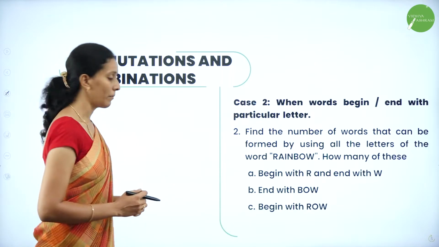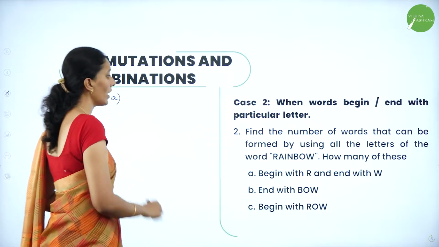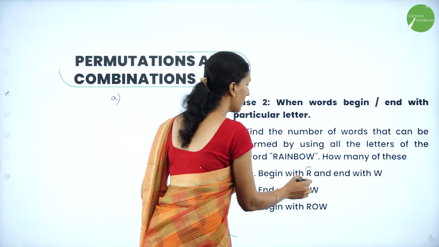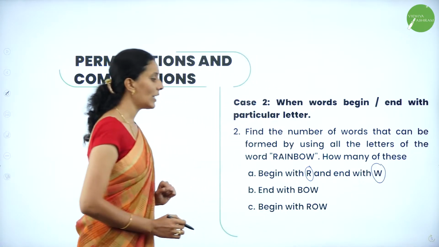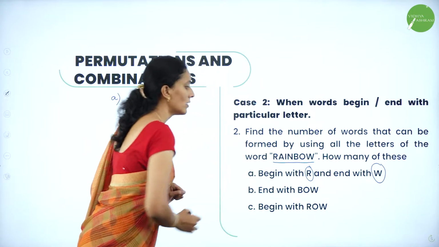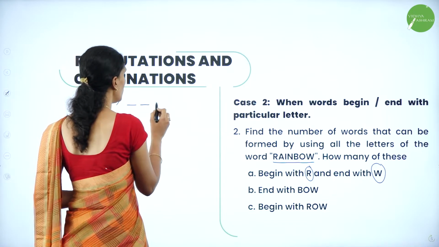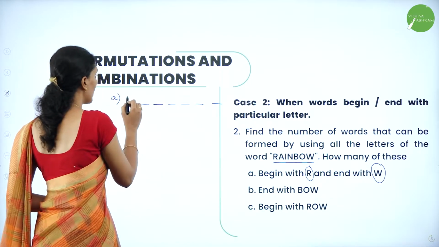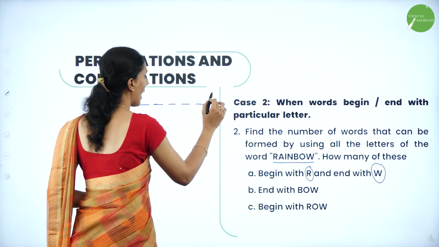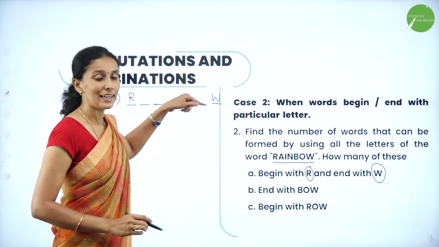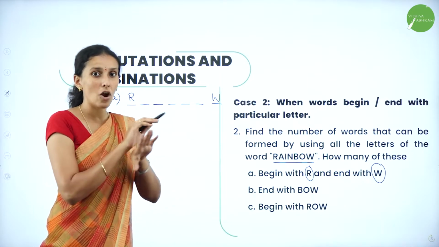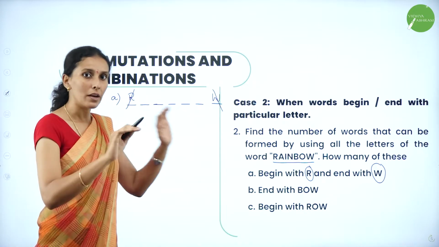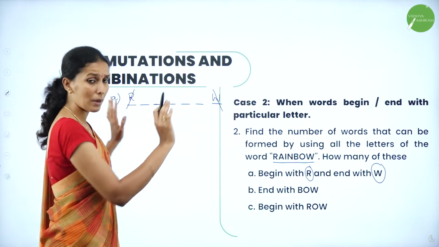So let me deal with it one by one. Let me take my first question. We have to find the number of words that begin with R and end with W. How many letters do we have in rainbow? We have 7 letters: 1, 2, 3, 4, 5, 6, 7. They have clearly mentioned that the words should start with R and end with W. So these letters will not be in arrangement. We cannot arrange them, they are fixed. So we are not taking them as count. We will remove them, because their places are fixed.